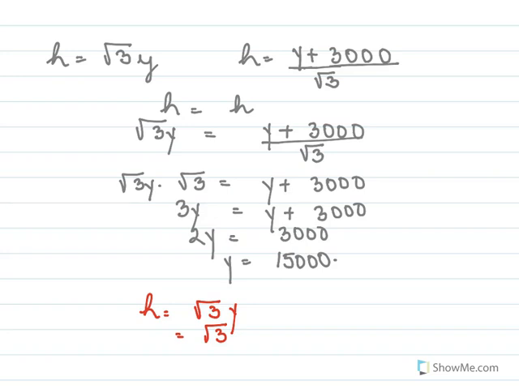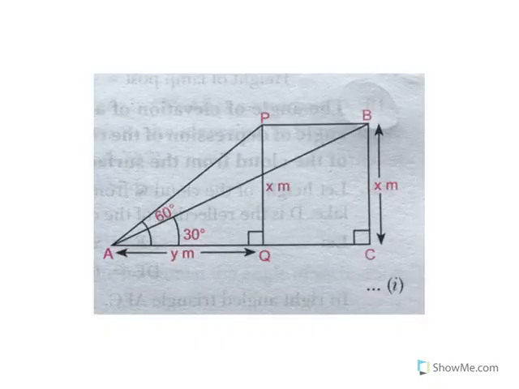Now remember, our question is to find the height, and h equals root 3 y. So root 3 and our y we found out as 1500. So our h is 1500 root 3 meters. This is the height of the aeroplane. Let's go over the sum again.